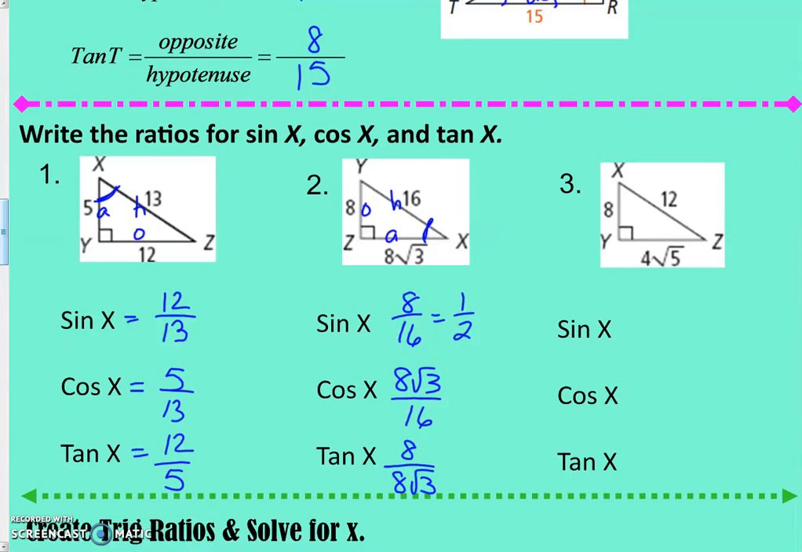Problem number 3, angle x up here at the top. So I have my opposite down here at the bottom, my adjacent, and my hypotenuse. So sine, opposite over hypotenuse, 4 square root of 5 over 12. Cosine is adjacent over hypotenuse, 8 over 12. And tangent is opposite over adjacent, so it's going to be 4 square root of 5 over my 8.